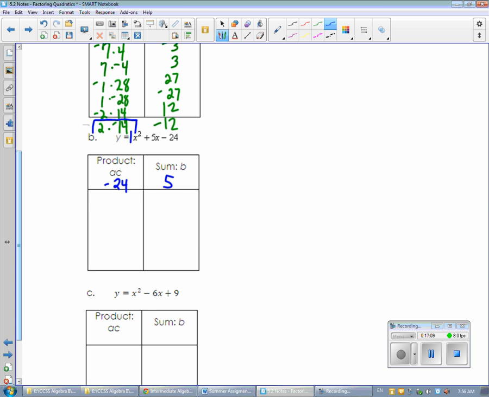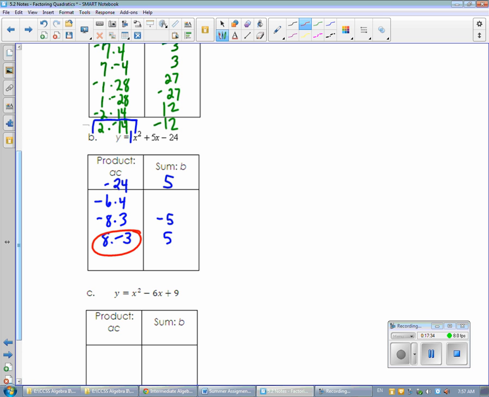So maybe you'll try negative 6 times 4. Well, I know that that's not going to add to give me 5. Even if I did it the other way, it's not going to add to give me 5. So how about negative 8 times 3? Well, negative 8 plus 3 is going to give me a negative 5. So what about if I changed the signs and made it 8 times negative 3? That's going to multiply to give me negative 24, and when I add, I get a positive 5. So these are the numbers I'm interested in.